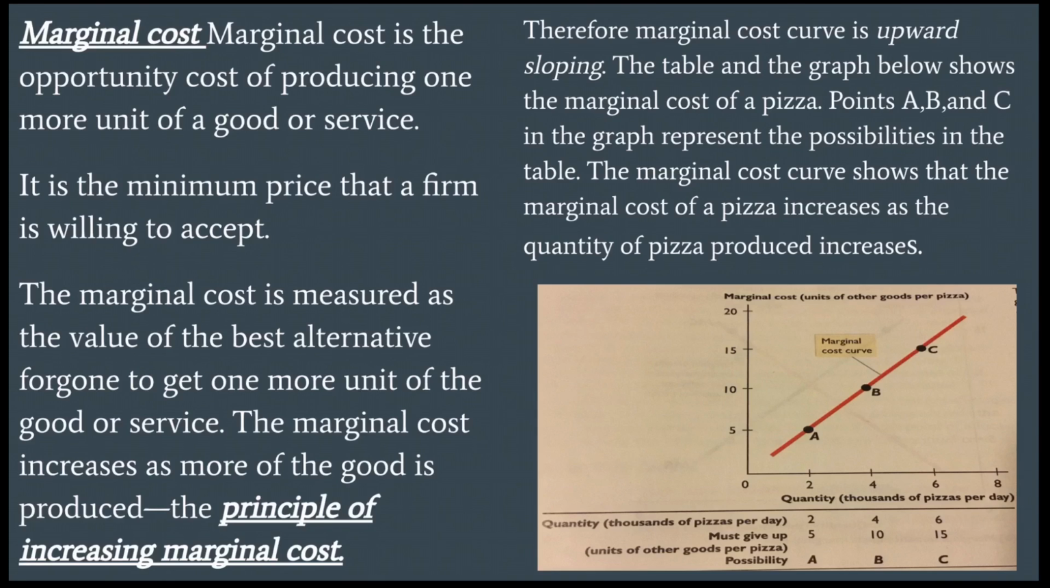The table and the graph below show the marginal cost of a pizza. Points A, B, and C in the graph represent the possibilities in the table. The marginal cost curve shows that the marginal cost of a pizza increases as the quantity of pizza produced increases, in the sense that its opportunity cost in terms of other goods will increase as more pizza is produced.